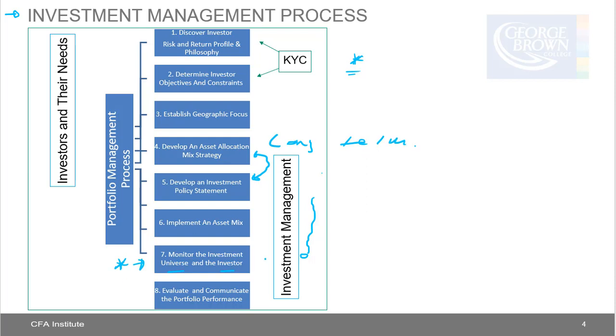But again, this is an important point. Monitoring the investment universe, changes there might drive some tactical changes, and changes to the investor might in fact change the strategic asset allocation mix. And then finally, the last step in the investment management process or portfolio management process is, of course, evaluating and communicating the portfolio performance back to the investor, and that might be a comparison against some type of benchmark. Okay.